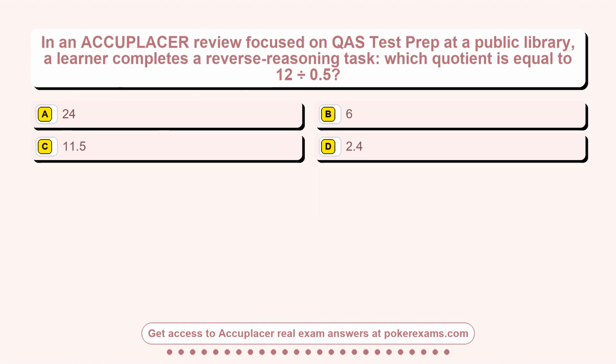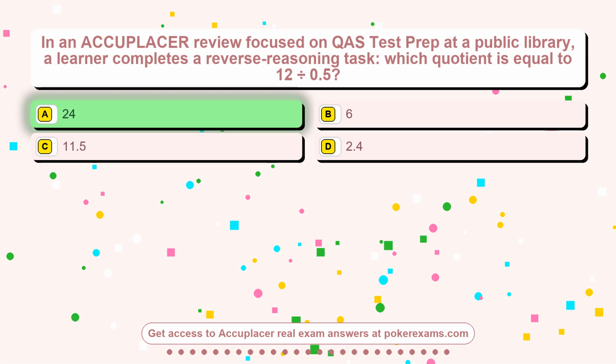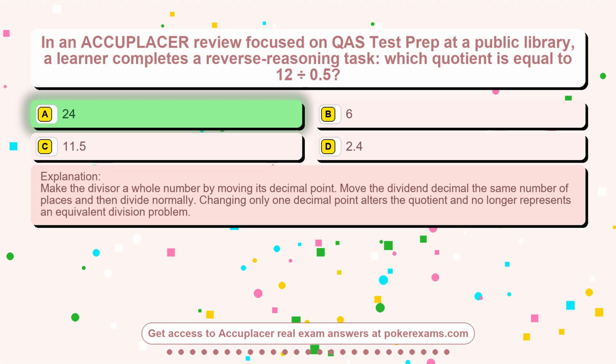Question 11. In an Accuplacer review focused on QAS test prep at a public library, a learner completes a reverse-reasoning task. Which quotient is equal to 12 divided by 0.5? Option A, 24. Option B, 6. Option C, 11.5. Option D, 2.4. The correct answer is option A, 24. Make the divisor a whole number by moving its decimal point. Move the dividend decimal the same number of places and then divide normally. Changing only one decimal point alters the quotient and no longer represents an equivalent division problem.